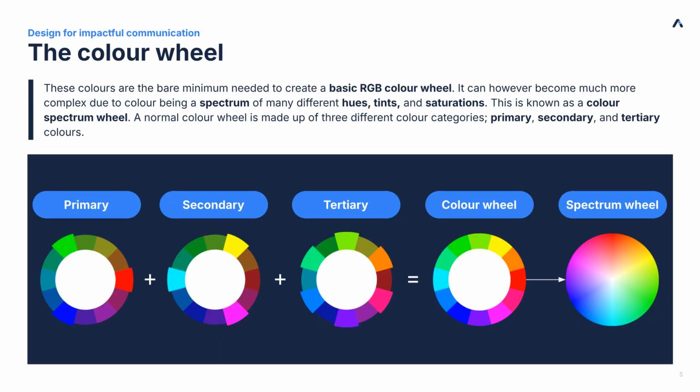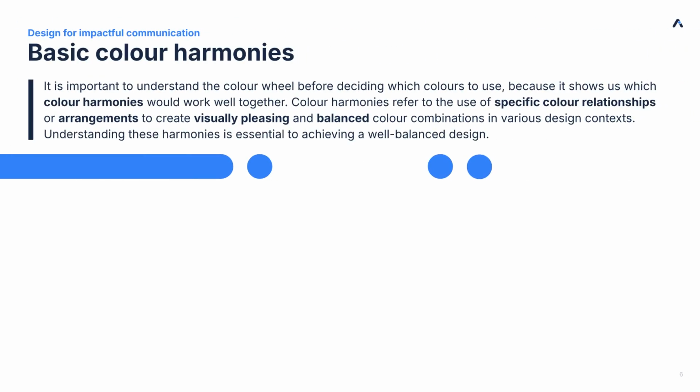The basic RGB color wheel is made up of primary, secondary, and tertiary colors. When combined, these create a color spectrum wheel, which includes many different hues, tints, and saturations. Color harmonies are specific arrangements on the color wheel for visually pleasing combinations.